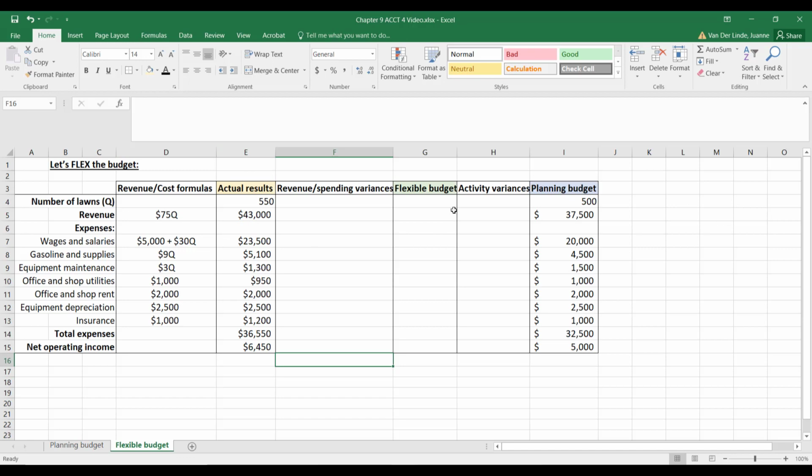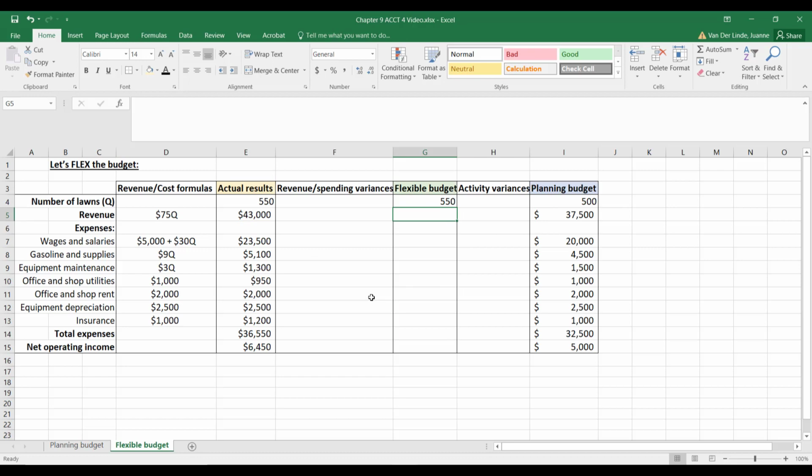So what level of activity do we have to use when completing the flexible budget? Well, the planning budget, remember, is done before the period starts, so we only have a planned level of activity to rely on. The flexible budget we do at the end of the period, once we know how many lawns we actually mowed. So the flexible budget uses the actual level of activity. Here we're going to use 550 lawns, and we're going to take that 550 lawns along with those revenue and cost formulas to see what revenue and expenses should have been given how many lawns I actually ended up mowing.